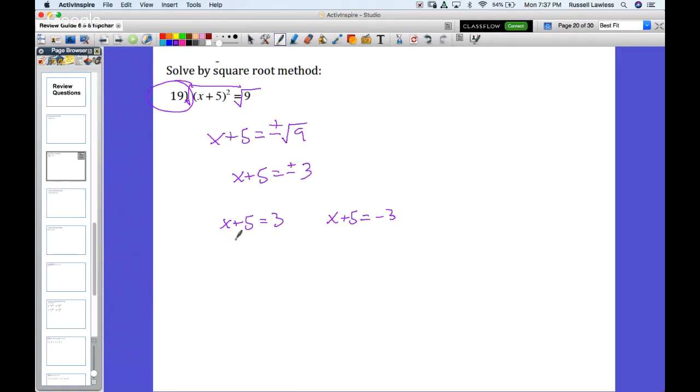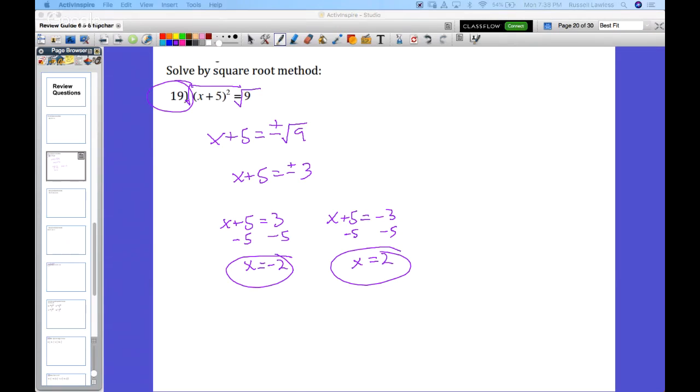And so what we're going to do is essentially just subtract 5 on both sides to find out that x is going to be equal to negative 2, and subtract 5 on both sides again to find out that x will also be equal to positive 2. So then our answer will be positive and negative 2. They're not always the inverse of each other. It just happened to work out that way.